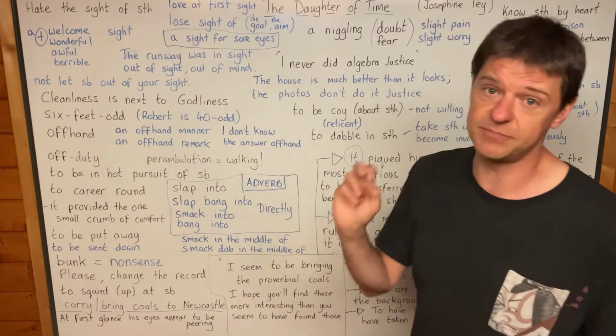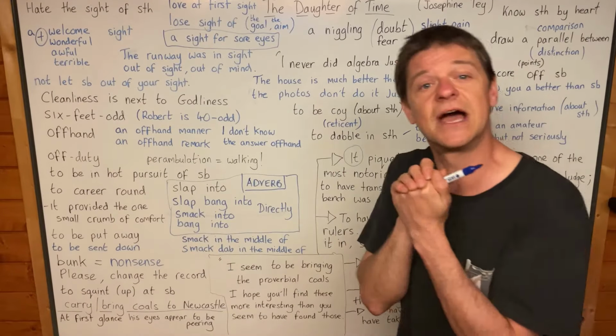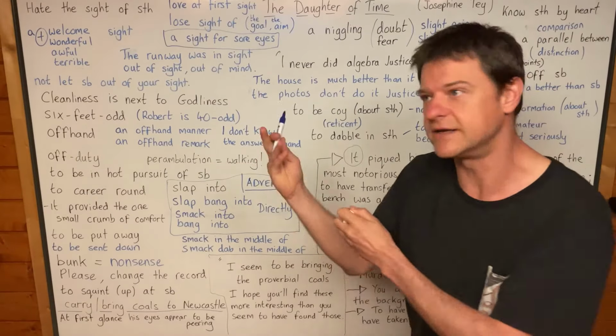But we often use it with people as well. You can say that someone is a sight for sore eyes. If you've missed them, you haven't seen them for a long time, then they are a sight for sore eyes when you finally see them.